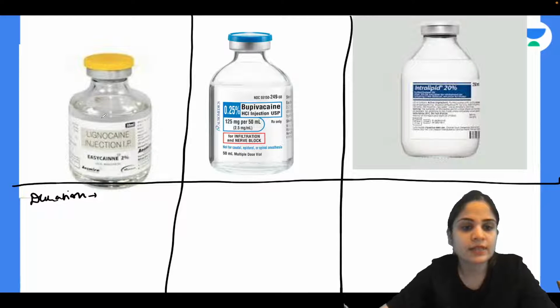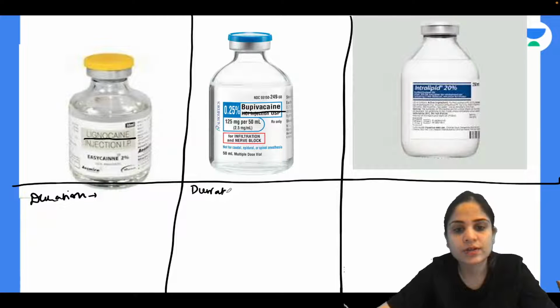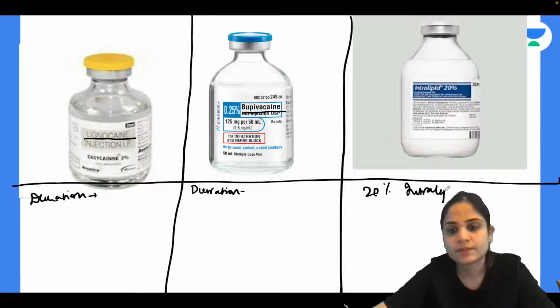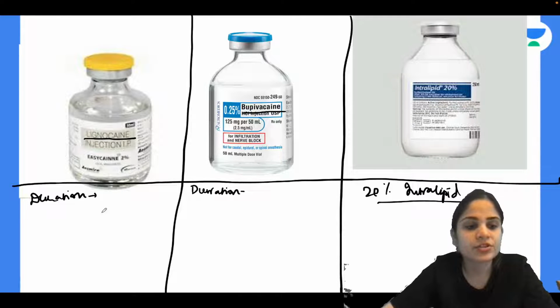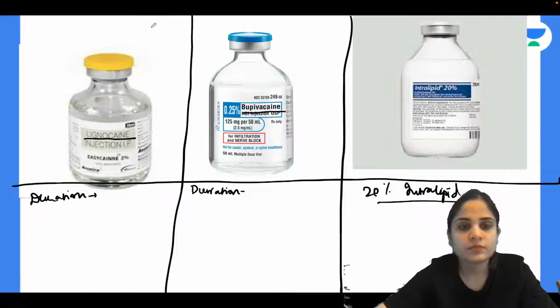The first agent that we have over here is lignocaine. You have to tell me the duration of action of lignocaine. The second drug that we have over here is bupivacaine. Again you have to tell me the duration of action of bupivacaine. And the third drug that we have over here is 20% intralipid. We'll talk about that also later. So tell me the duration of action of lignocaine, duration of action of bupivacaine.